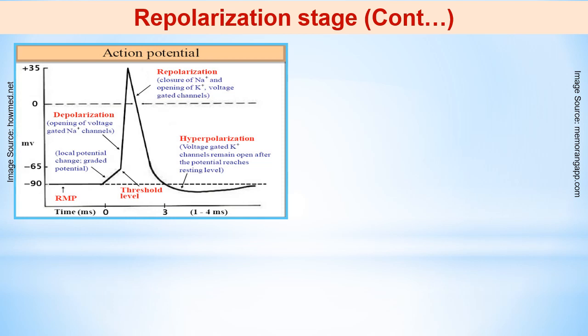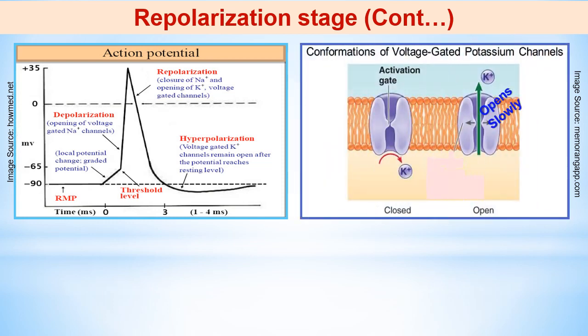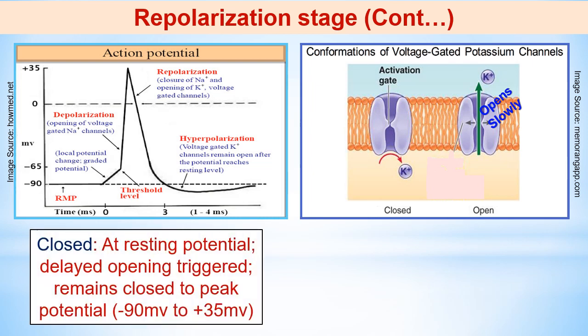So here we can summarize the repolarization stage. As we have already mentioned, the repolarization process starts from plus 35 millivolt and it completes when the resting membrane potential is reached. So the most important ion channel responsible for this repolarization process is the voltage gated potassium ion channel. And characteristically, this potassium ion channel remains closed at resting stage or resting membrane potential. But when, because of any stimuli, the membrane potential reaches minus 65 millivolt, then the threshold level is reached, and that leads to the opening of the potassium ion channel.